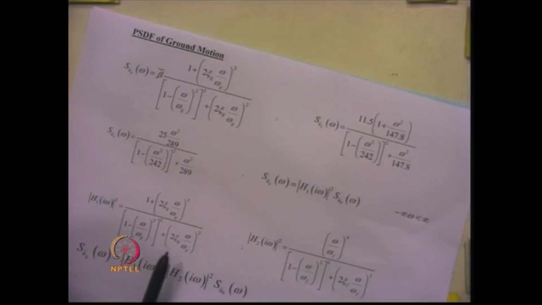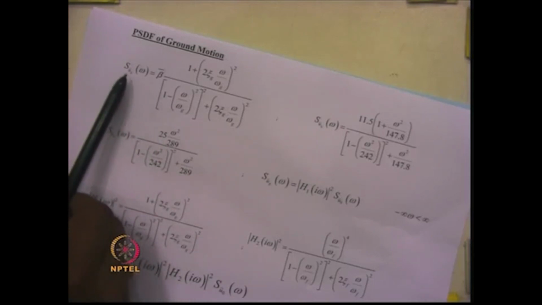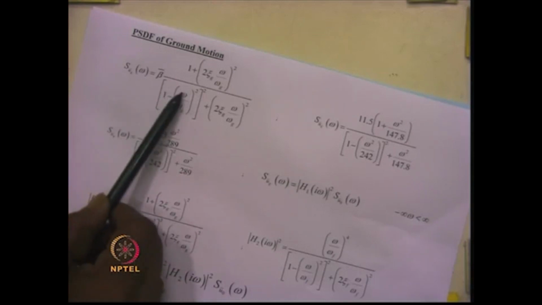So, this is for filter 1 and this is for filter 2, and the predominant frequency for filter 1 is omega g, and for filter 2 it is omega f. Similarly, the damping constant for the two filters varies. Now, this was a modification of the power spectral density function expression given by this equation.